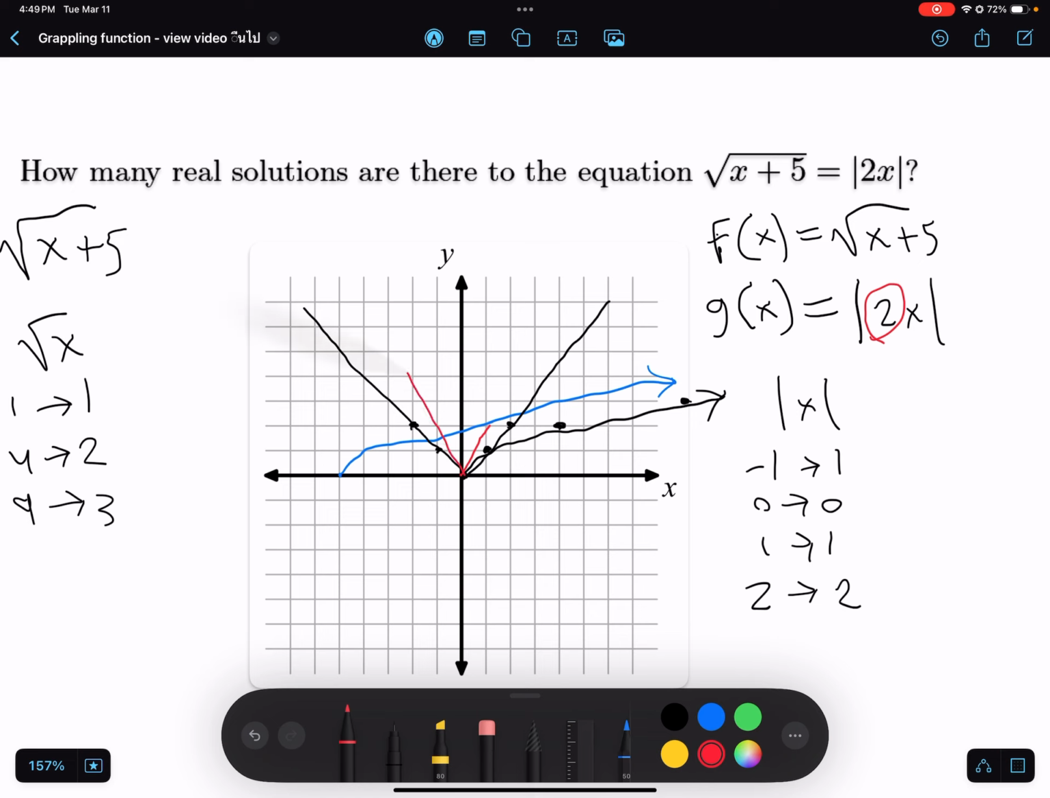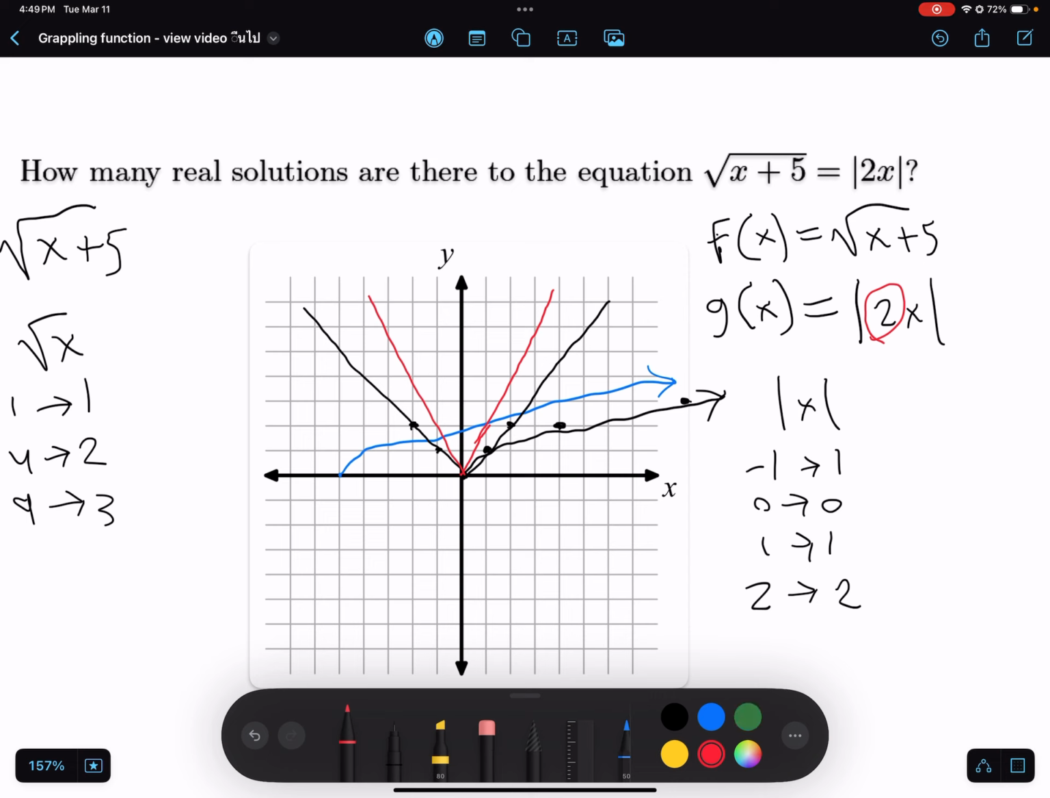So then we just draw this through. As you can see, our V shape is slightly closed in. It's originating from the same point, but it's narrower, as you can see. So in red, we have the graph of absolute value of 2x, and in blue, we have the graph of square root of x plus 5.